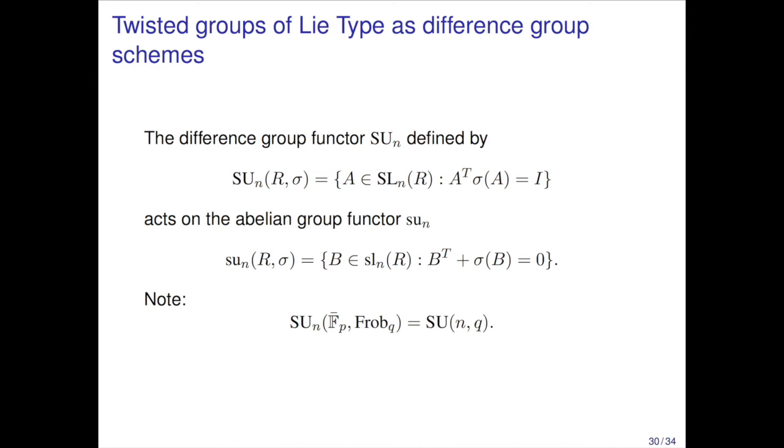So, how do we treat twisted groups of Lie type as difference group schemes? Well, look at this difference group scheme, SU_N. For an algebra R, it gives you matrices from SL_N(R) which satisfy this difference equation. That's what makes it a difference group functor. It acts naturally on its Lie algebra through the adjoint representation. And note that when you evaluate this difference group functor on the algebraic closure of a finite field with the q-power Frobenius, you get what people in finite group theory call the actual SU_N(q).